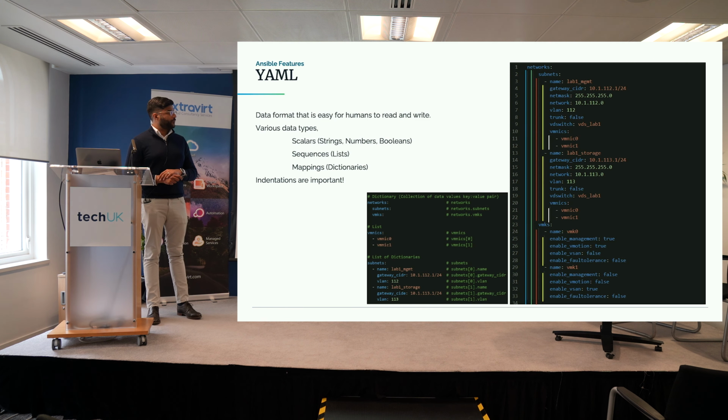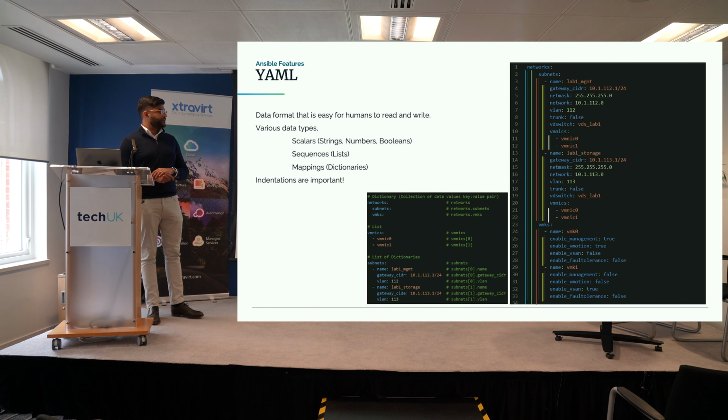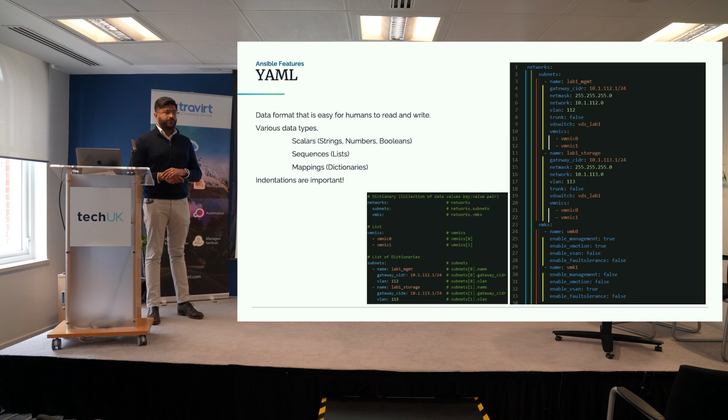I've got something called networks. Within networks is a dictionary. A dictionary is a collection of data values of key-value pairs, right? So networks has subnets and VMKs, which is VM kernels short form. To access those particular variables, you will do networks.subnets, networks.vmks, okay? As you can see over here, I've got networks and subnets and VMKs. And you can see this by the indentations, hence why I've done the colored lines, okay?